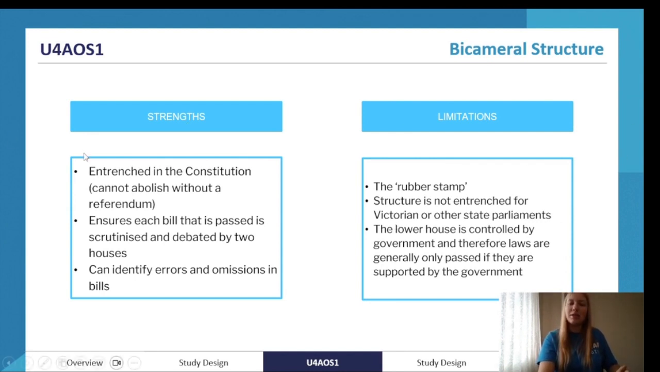Some more limitations: as I discussed, the structure is not entrenched. It's not in the constitution for Victorian or other state parliaments. That's why Queensland can have a parliament with one house. The lower house is controlled by government, and therefore laws are generally only passed if they are supported by the government. That is a fatal flaw in the bicameral structure, that the government has way too much authority and they are able to pretty much do all of the lawmaking until the next election if the composition changes.